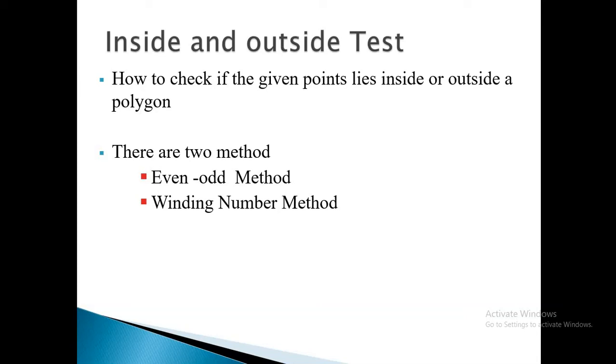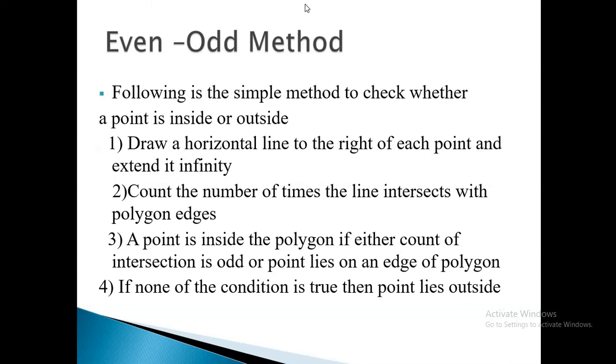So there are two methods to find out whether a point is inside or outside of a polygon. The first method is the even-odd method, and the second method is the winding number method. So in the even-odd method, following is the simple method to check whether the point is inside or outside.